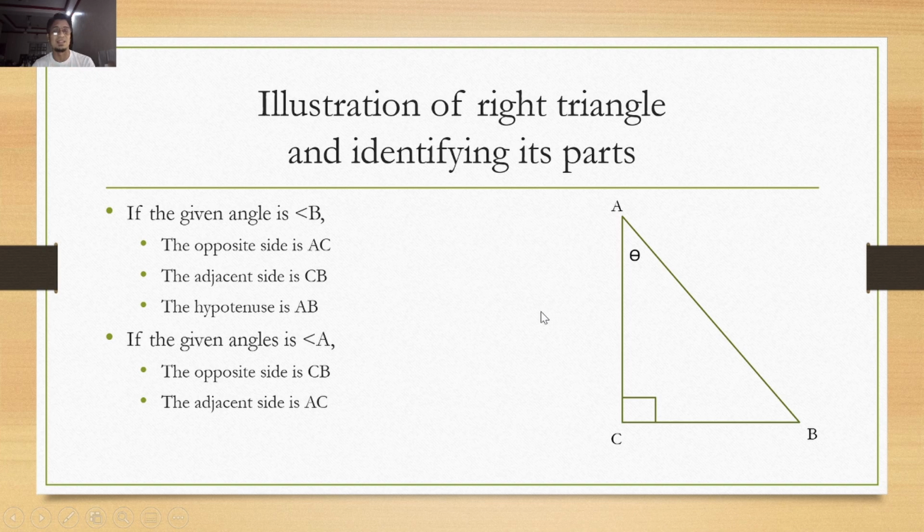So I'm hoping you get the gist of this one. And still, the hypotenuse is AB. Kagaya po nung nabanggit ko na kanina, yung hypotenuse natin, hindi siya nababago. Palagi lamang po siya opposite ng 90-degree angle. Pero yung opposite at adjacent side, yung legs natin, depende po sa given angle kung alin yung opposite at alin yung adjacent side. Sana po, naiintindihan po natin yan.